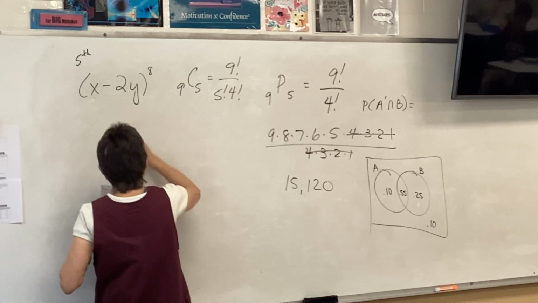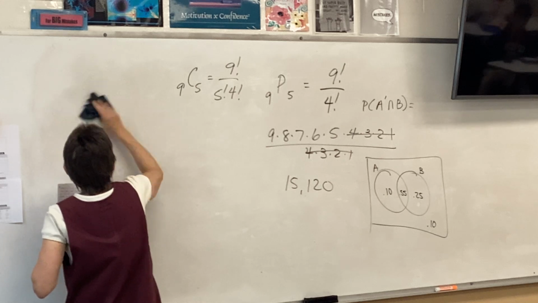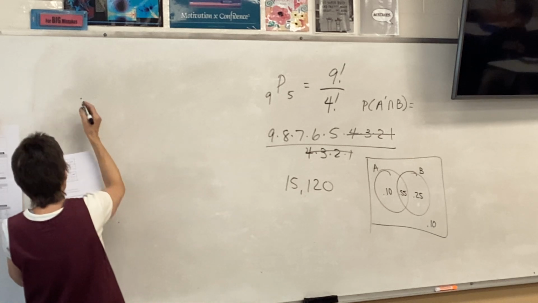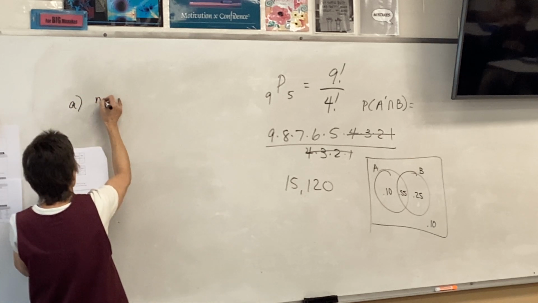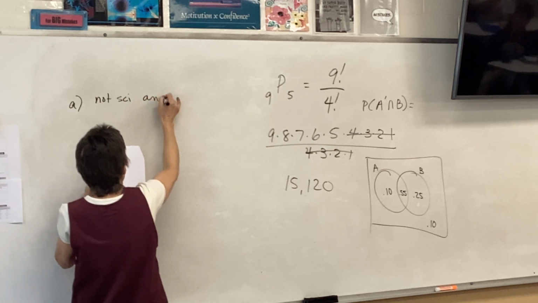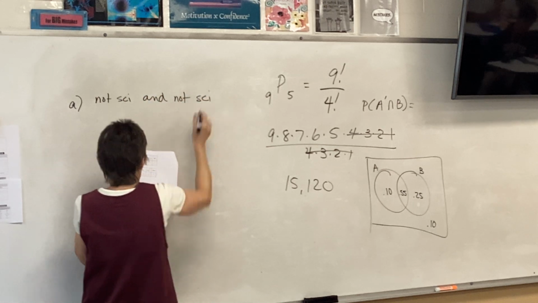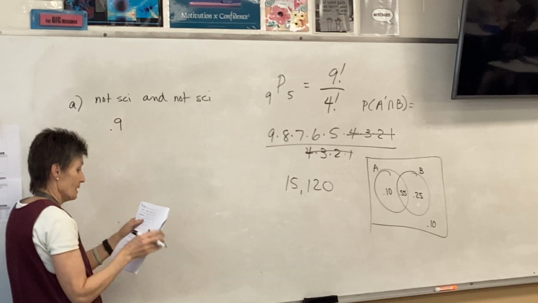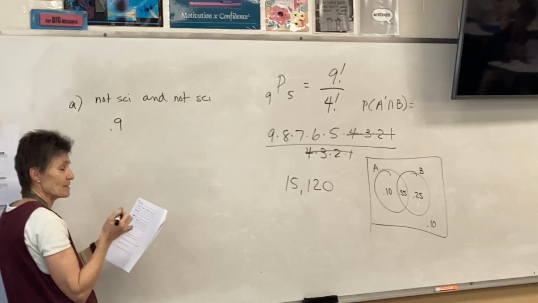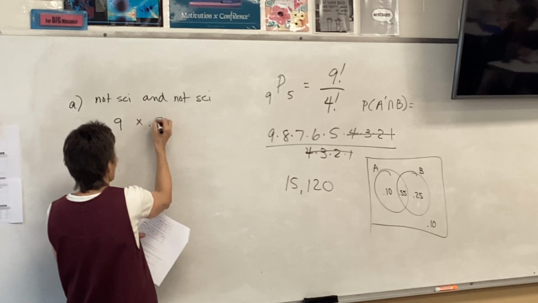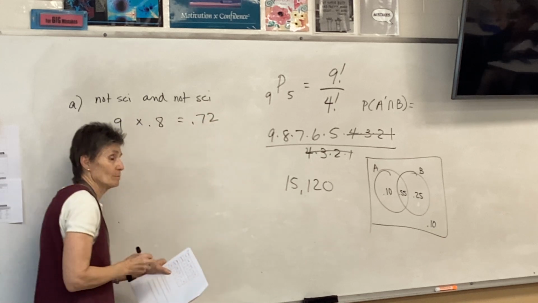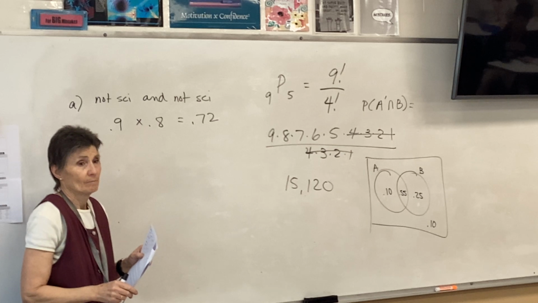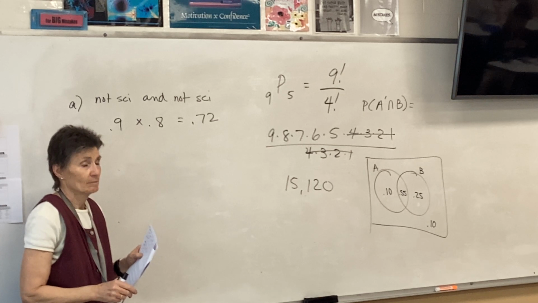Now notice it's a not science. So what does that mean? Everybody else. So if you are not science, in class 1 you would be 0.9, times, in class 2, you would be 0.8. So 0.72. Not and not.